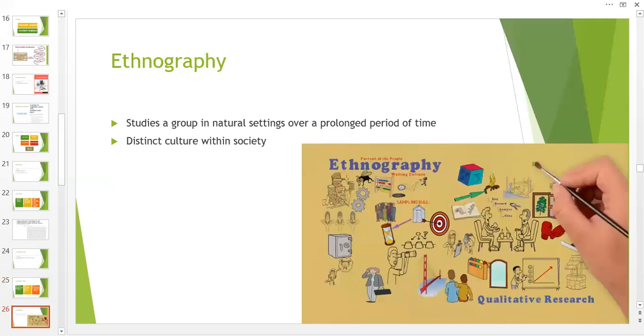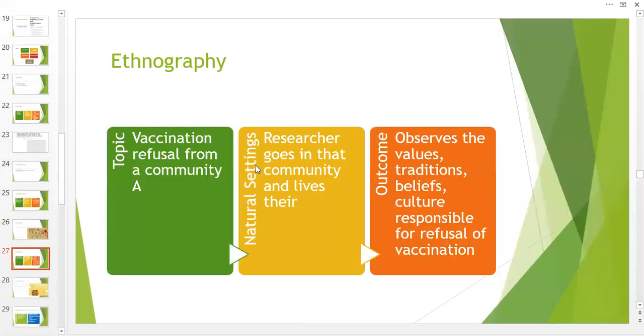Number third is the ethnography. In this type of study, the researcher goes into the natural settings of the participants and observes them for a prolonged period of time, and studies a group with a distinct culture and society. The example of ethnography is, the topic is vaccination refusal among a community A.